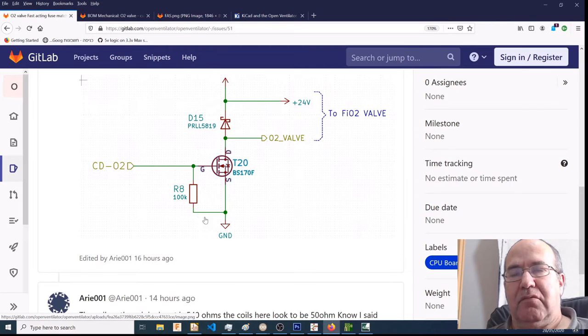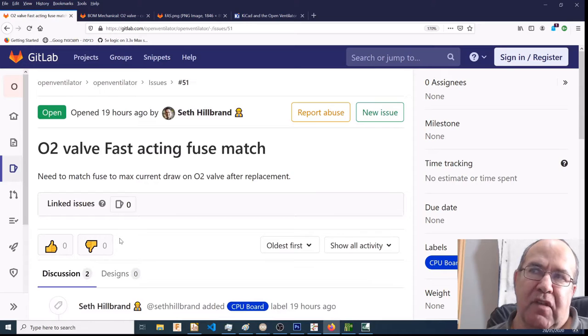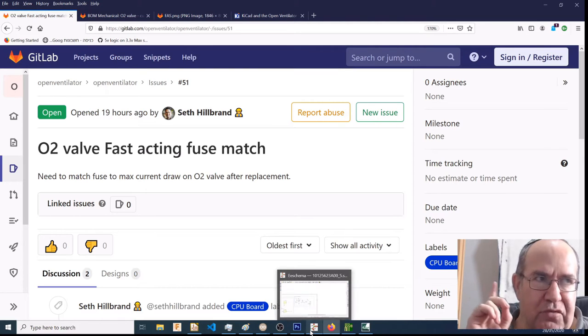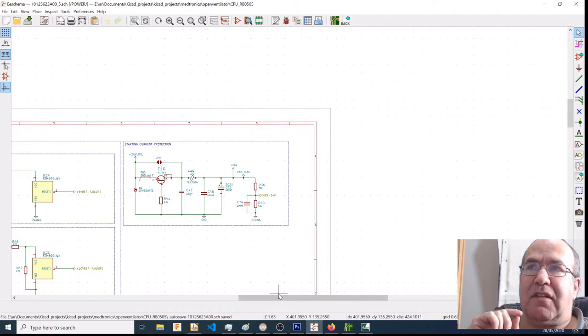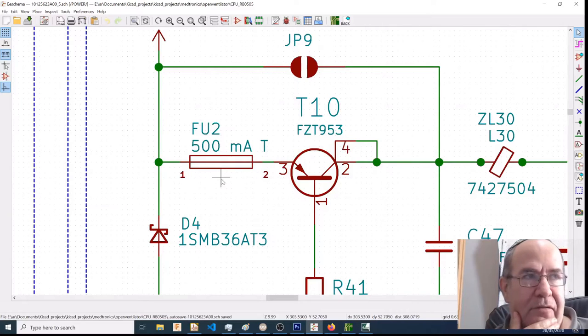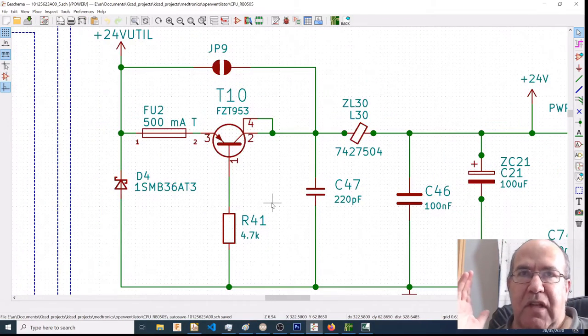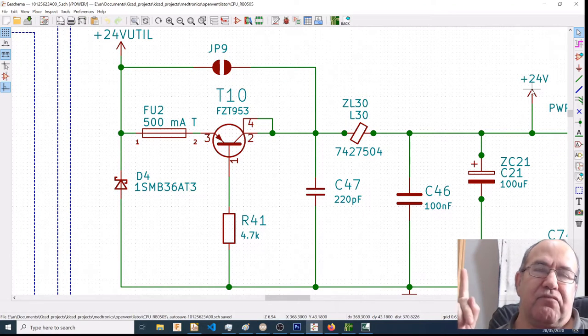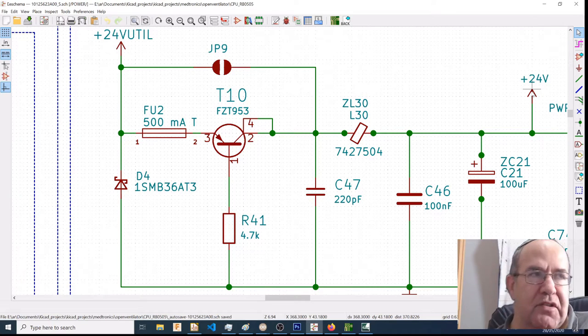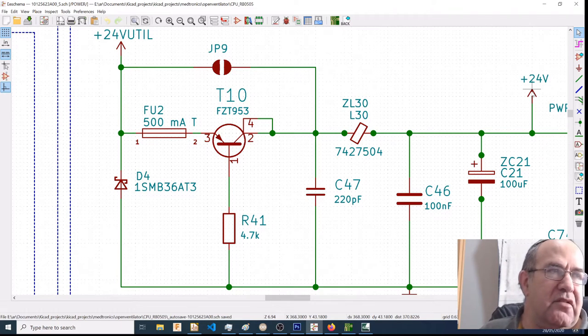The issue was raised via the lead person, Seth, on changing the fuse for the O2 replacement. I will now move to the position of the fuse in the circuit diagram. There is a 500 milliamp fuse in the circuit, and if your valve is going to take off the 24 volt line, it's going to take 500 milliamps. You're going to blow your fuse because you have other circuitry also on the line. So he was talking about increasing this fuse F2.